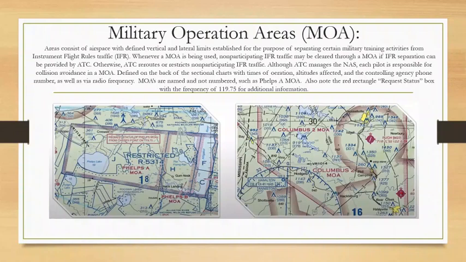They're defined on the back of the sectional charts with times in operation, altitudes affected, and controlling agency phone numbers, as well as via radio frequency for access and communication. MOAs are named, not numbered, such as the Phelps A MOA. And you'll also note the red rectangle, which is a request status box, which is going to have a frequency of 119.75, which is the radio frequency that you can utilize to gather additional information.